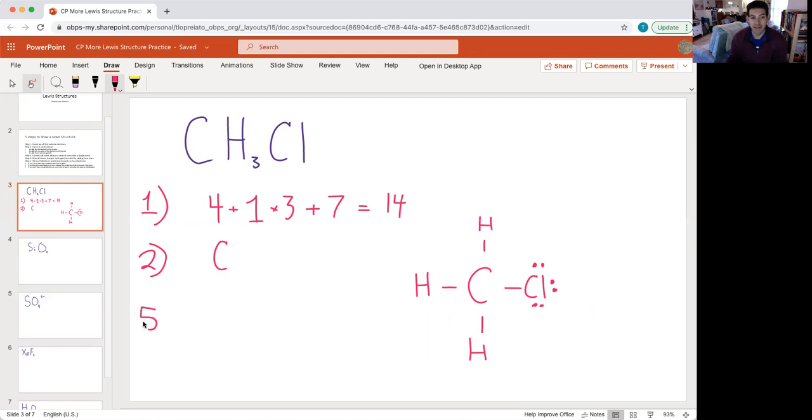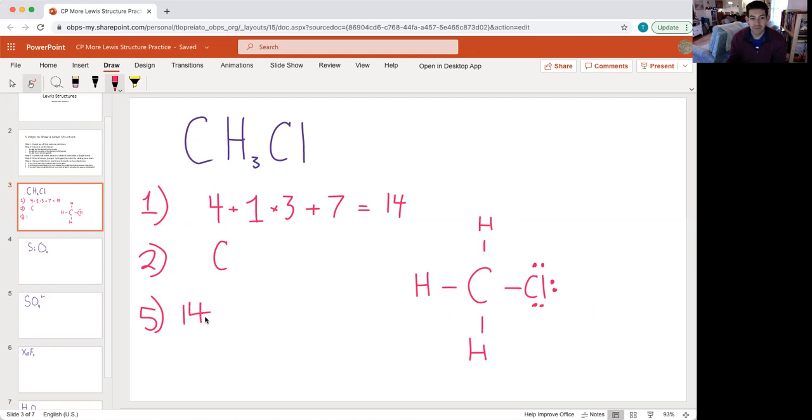And now step 5, we've got to recount our electrons. On the chlorine, I see 6 valence electrons as 3 lone pairs. And each bond counts as 2. So 6, 7, 8, 9, 10, 11, 12, 13, 14.